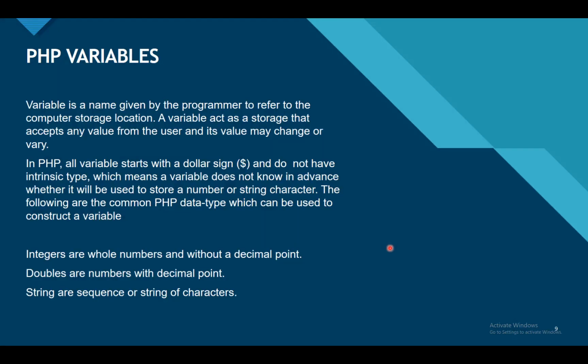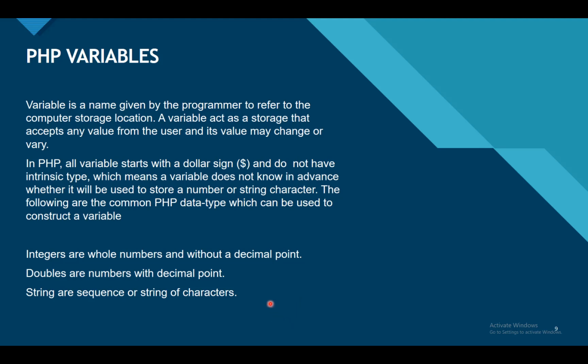Okay, so we have PHP variables. A variable is a name given by the programmer to refer to a computer storage location. It's not a permanent storage actually. It's just a storage location where the value may change or vary. In PHP, all variables start with a $ sign and do not have an intrinsic type, which means a variable does not know in advance whether it will be used to store a number, a string, or a character.